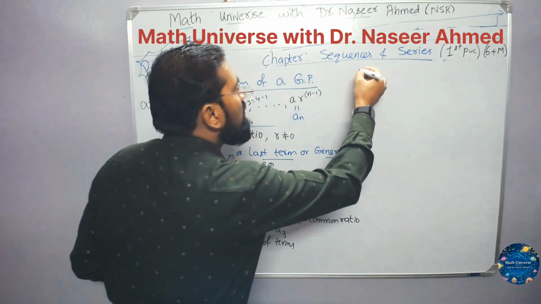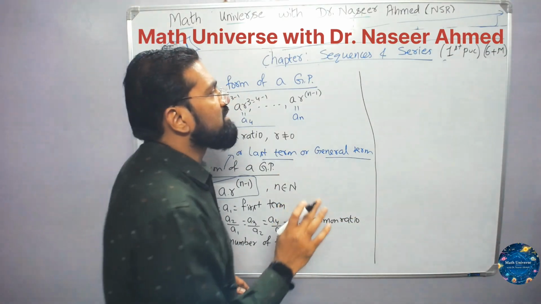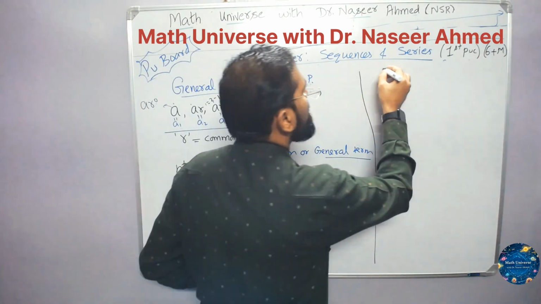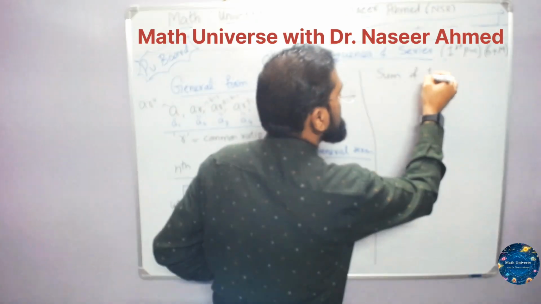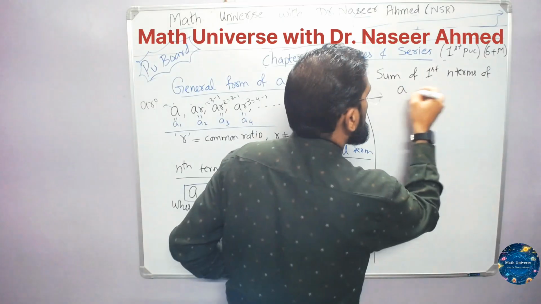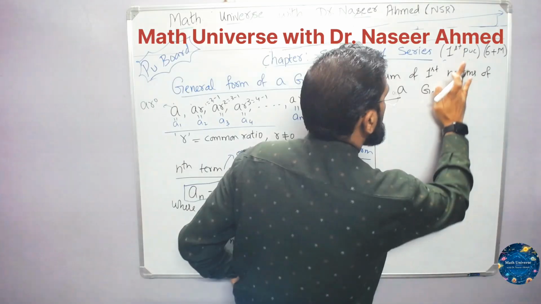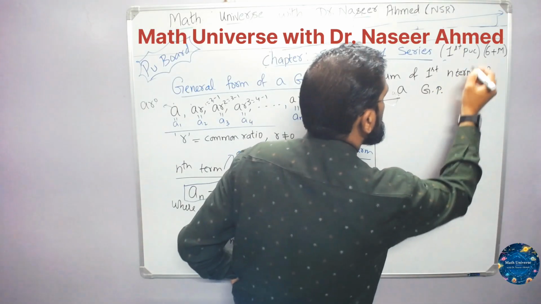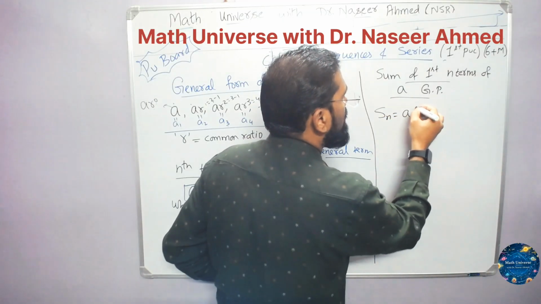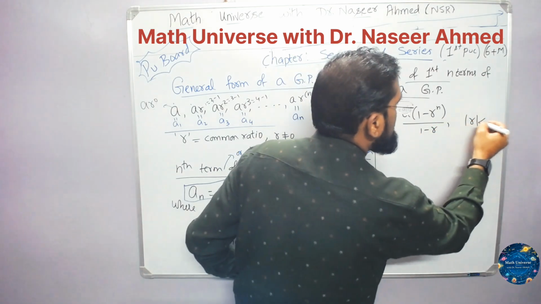Okay. Now, next concept: how to find the series. We have been talking about the term. Let us suppose that I have got a GP, that is this, and I want to find the sum of the first n terms of a GP. I'll write it properly. It will be Sn is equal to A into 1 minus R power n divided by 1 minus R, whenever the mod of common ratio is less than 1.